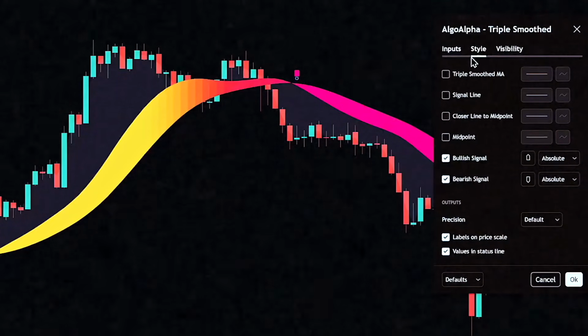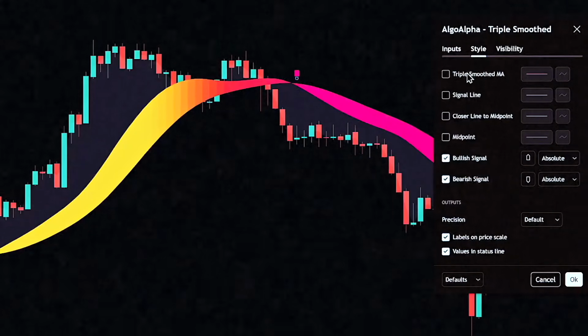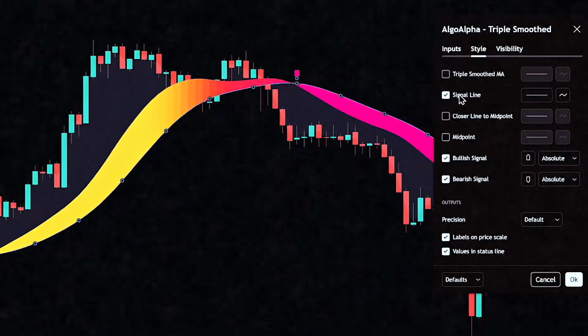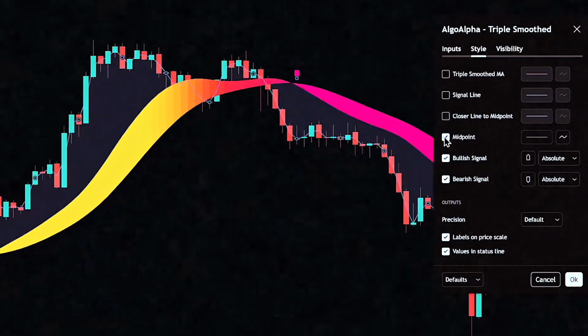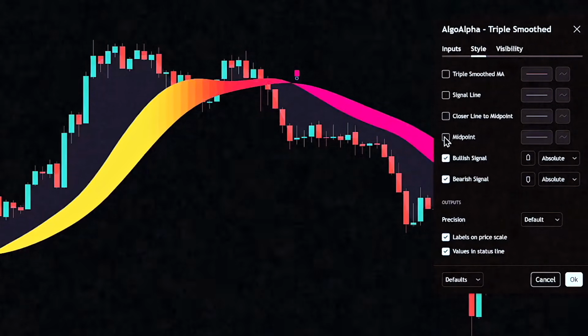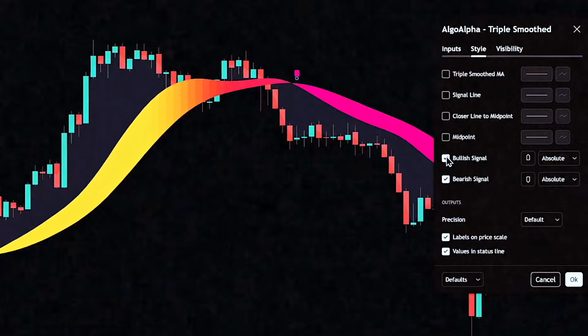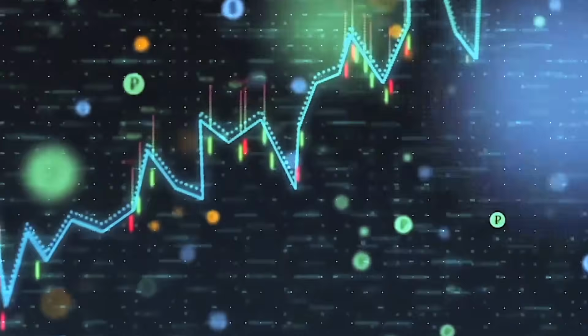Down in the style section, you can further tweak the look of your indicator by adjusting colors or toggling various visual elements on or off. For now, I'm just going to stick with the default settings and click OK. Next, we're going to talk about how we can use this indicator to trade.